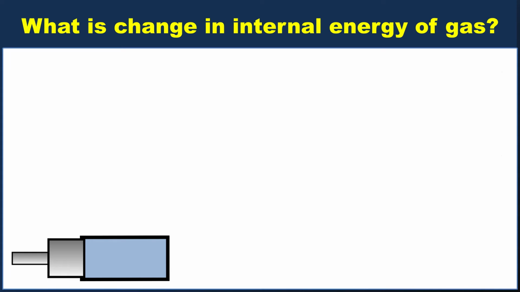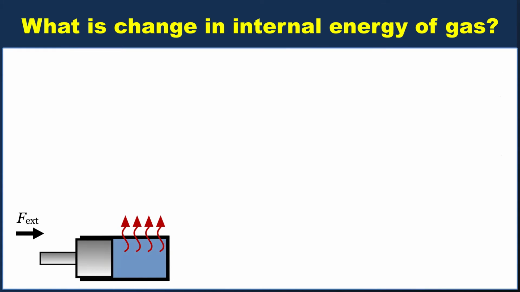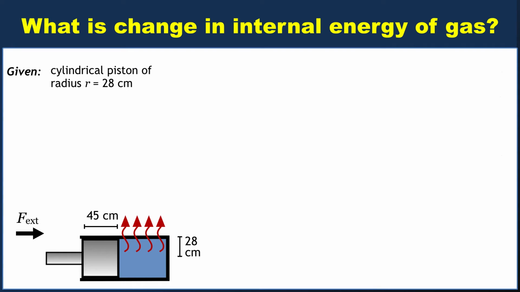Now what if we had a system like this, where a piston compressed a gas, and simultaneously we allowed there to be heat transfer across the piston boundary, like so. There's an external force, and then those red wavy lines indicate heat transfer. And I've drawn the arrows so that the arrows actually indicate the direction of heat transfer. Heat is leaving the gas, exiting the system, going out into the environment. Well, if we know that the piston has traveled a distance of 45 centimeters, and we're also told that it's cylindrical, so basically we're looking at a cylinder from the side, and the cylinder's radius is 28 centimeters, as I've tried to indicate on the figure.